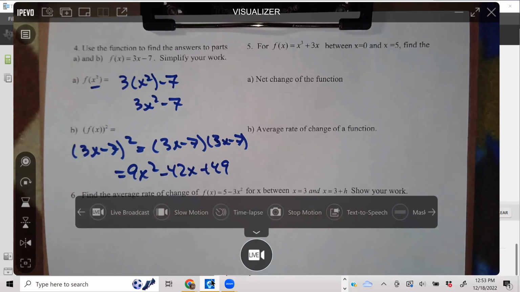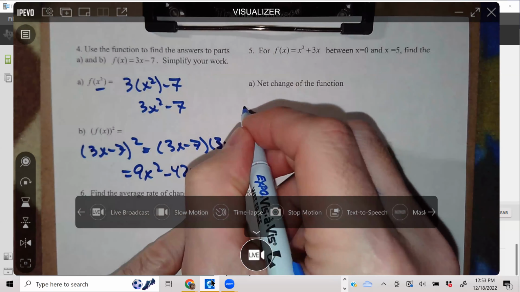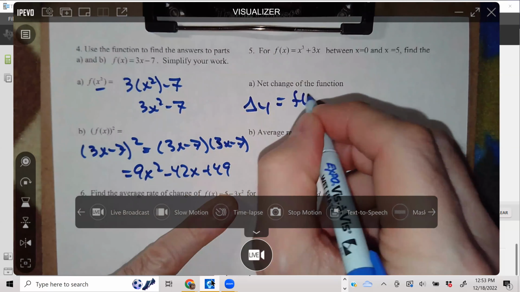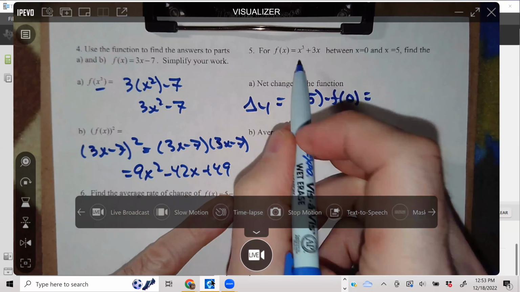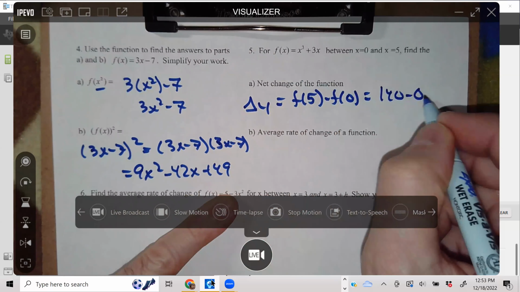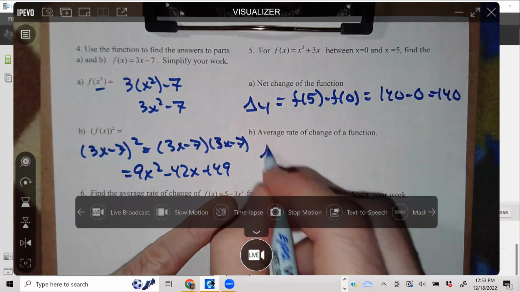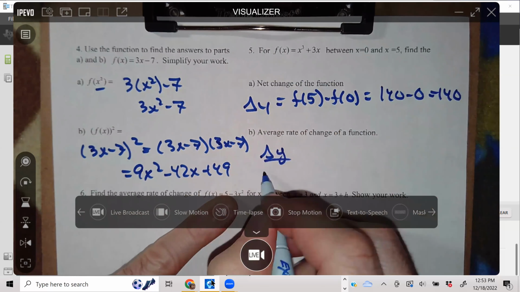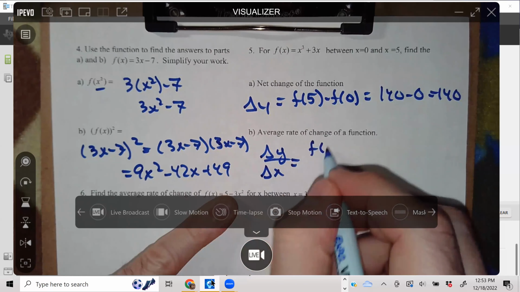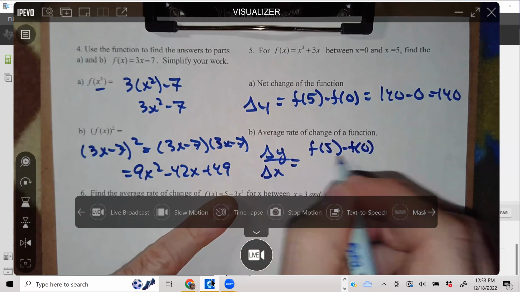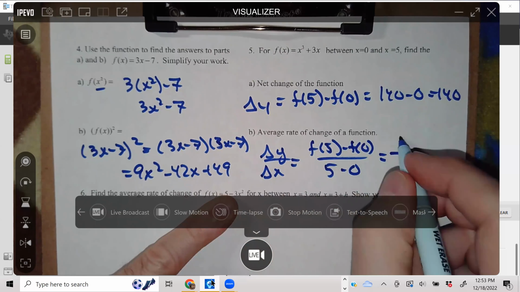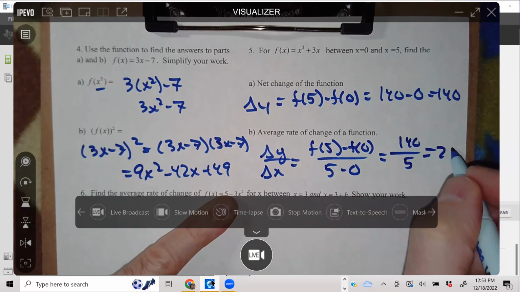Net change in the function, that's just going to be, kind of a delta y is what I've called it before. That's going to be f of 5 minus f of 0. 5 cubed is 125 plus 15 is going to be 140 minus 0 is 140. Delta y divided by kind of delta x, basically that's going to be f of 5 minus f of 0 over 5 minus 0. Well, we've already calculated that above. That's 140 divided by 5 is 28.